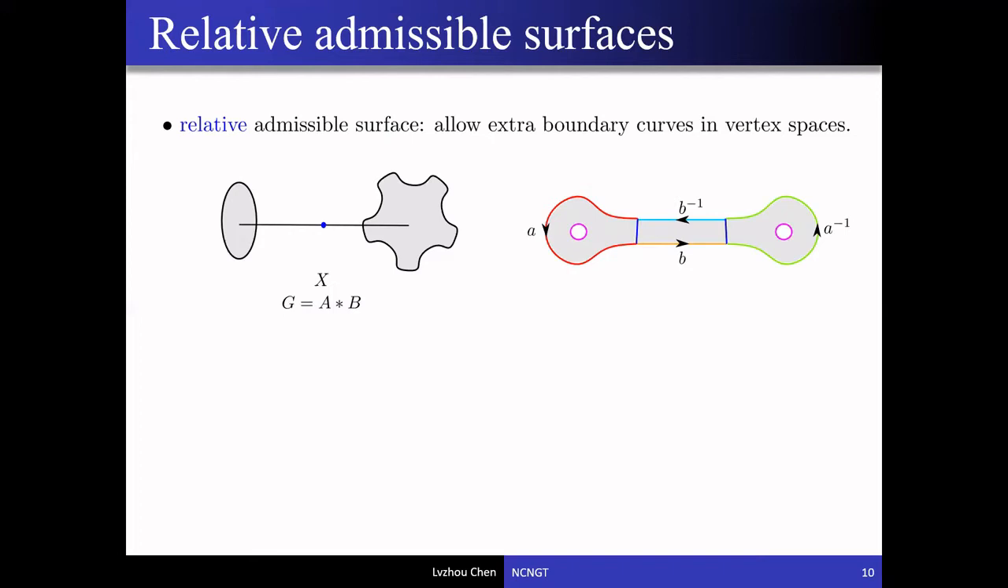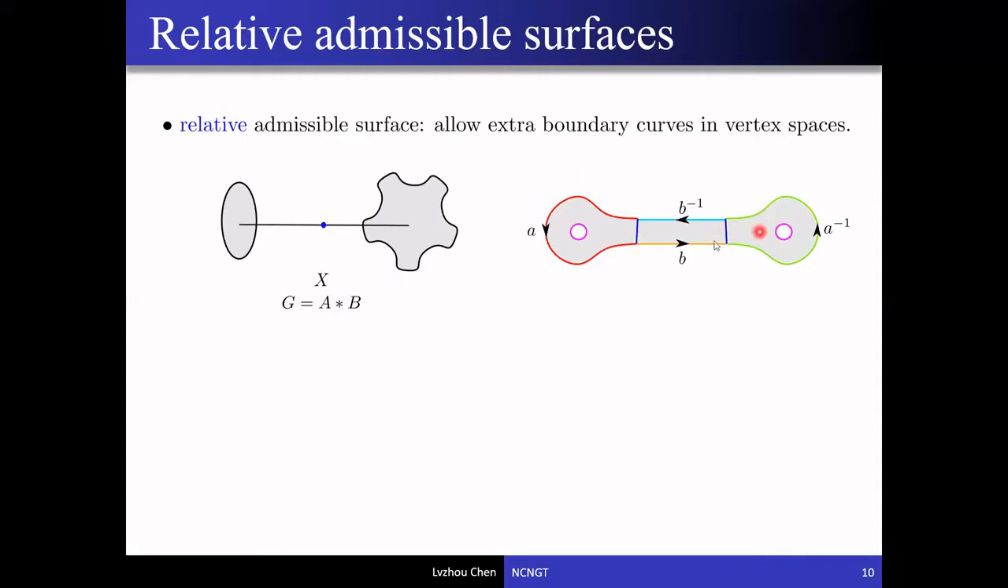And let's take the target curve to be the commutator of two elements, A and B, in the two factor groups. Now we can build a relative admissible surface as follows. Here we map the two blue parts to the wedge points. Then on the boundary of the middle rectangle, we get an element which is B times B inverse on the B side. So it bounds a disk on the B side.